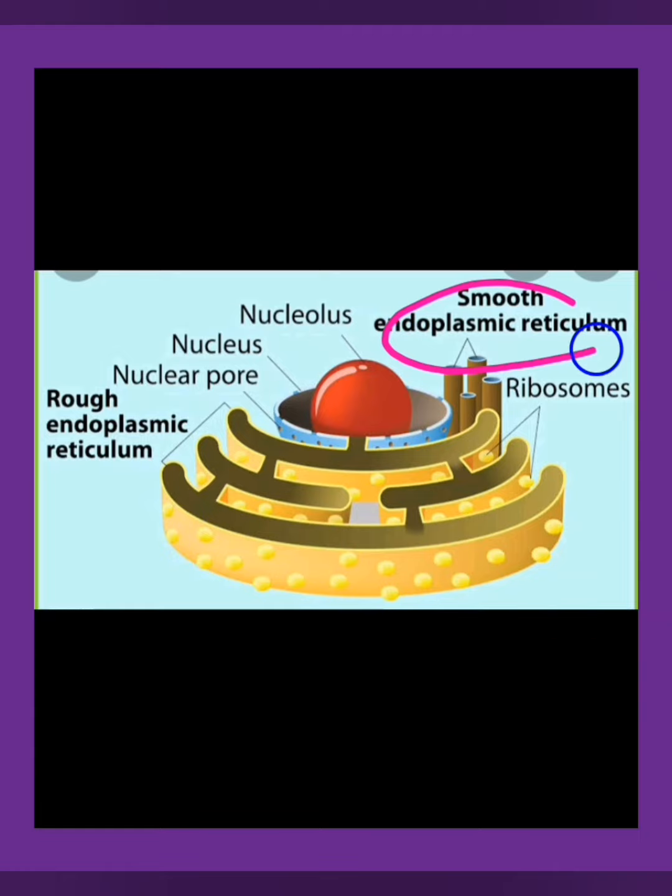Smooth endoplasmic reticulum and rough endoplasmic reticulum. You can observe here, these are long column-like structures. They are smooth endoplasmic reticulum, and the other folded parts like this are called rough endoplasmic reticulum. In this rough endoplasmic reticulum, you can see fine granule-like structures. These are called ribosomes. Rough endoplasmic reticulum has many granules called ribosomes. And you can find the nucleolus, that is inside the nucleus.